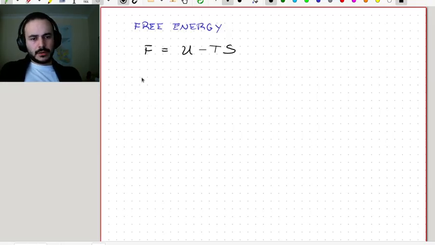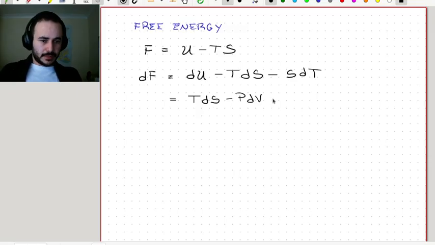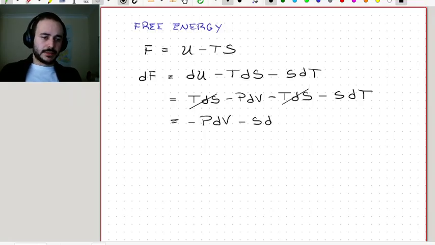So let's just take the differential of F, defined like that, applying the rules of differentiation. This is minus T dS and minus S dT, because it's the differential of a product. And we know what the differential of U is because we know the fundamental thermodynamic relationship. So this is T dS for reversible heat minus P dV for infinitesimal reversible work. And this is minus T dS, which we carry from above, minus S dT. Just notice that this cancels with that. So in the end, I'm left with minus P dV minus S dT.